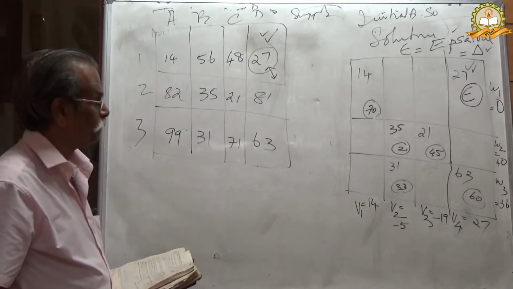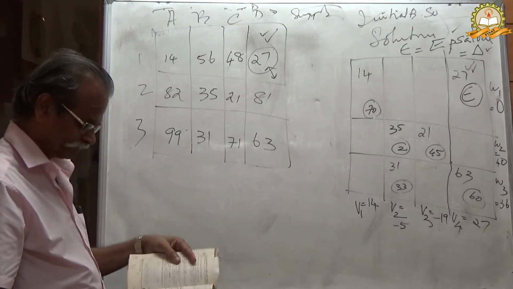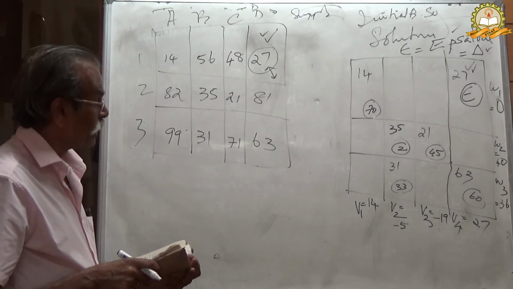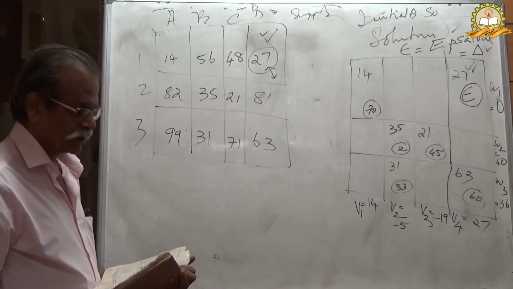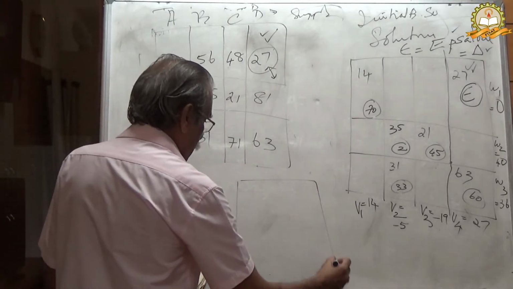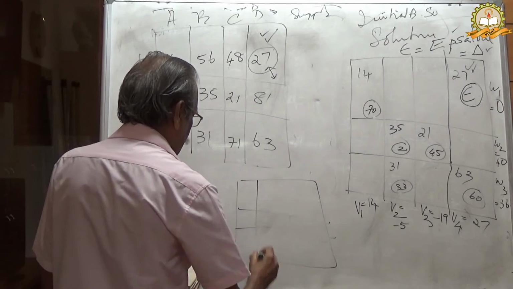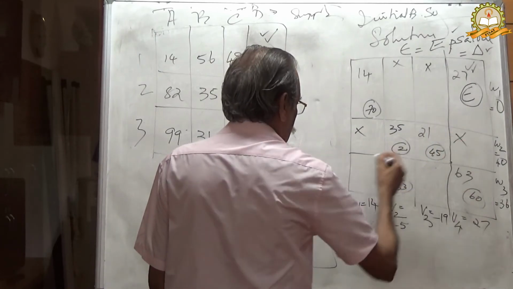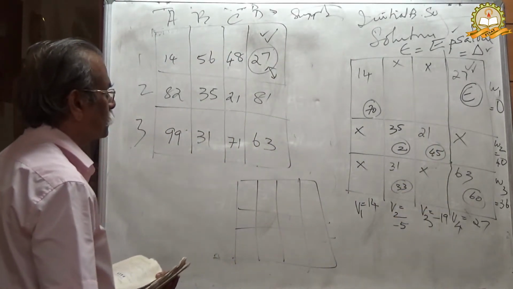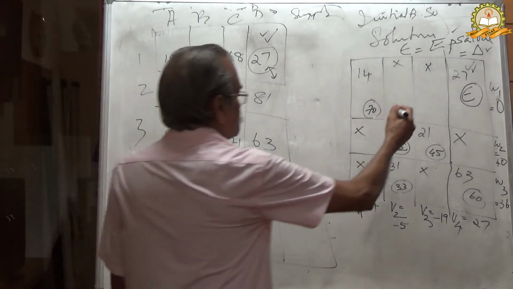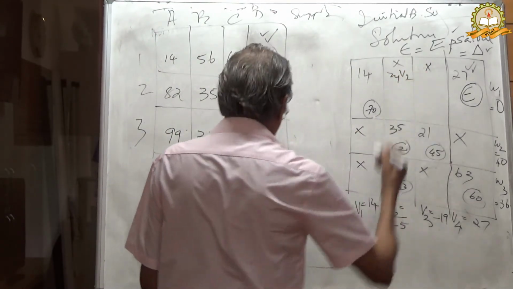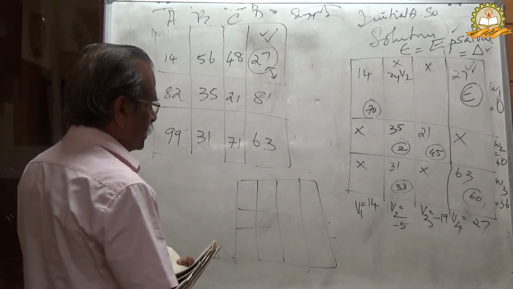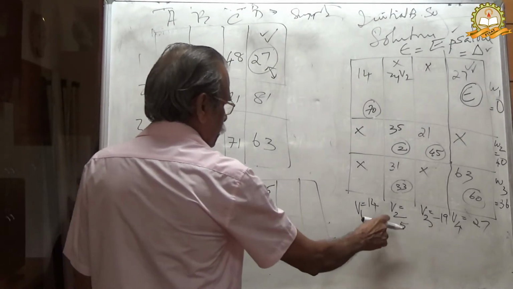Minus 19. Then again you can write cell value for unallocated cells. Next one, cell value for unallocated cells. This is unallocated, unallocated, unallocated, unallocated, these two. This is U1 V2. U1 V2 means U1 plus V2, therefore this is minus 5.